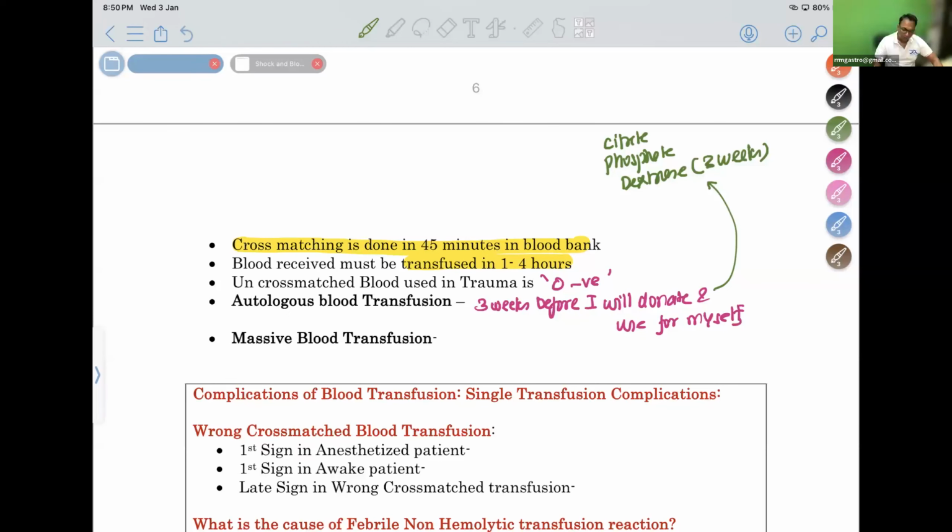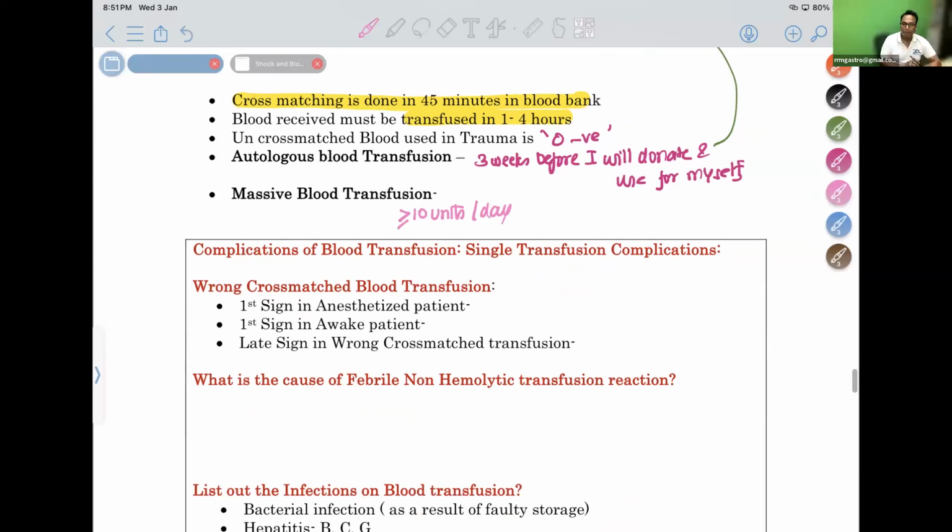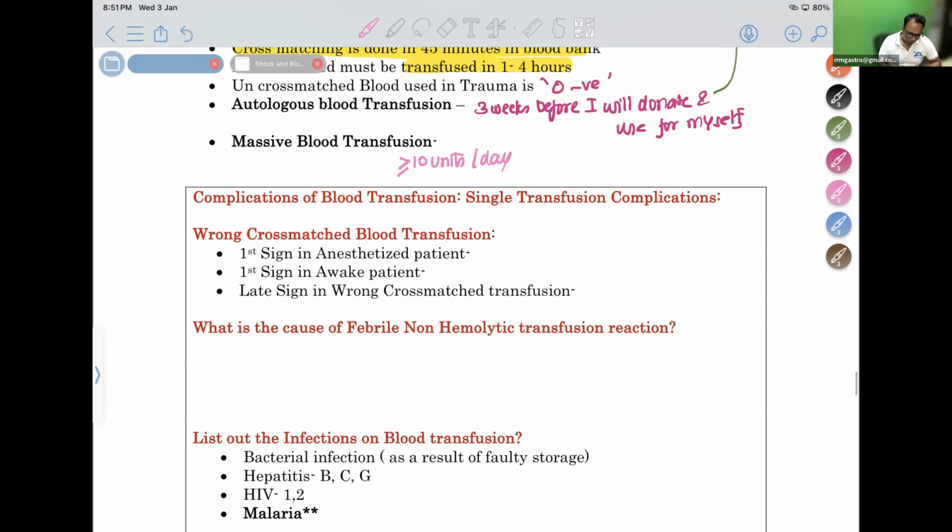Okay. What is massive blood transfusion? More than or equal to 10 units per day is called massive blood transfusion. So now what is the complication of doing it? This is the surgeon's important topic.